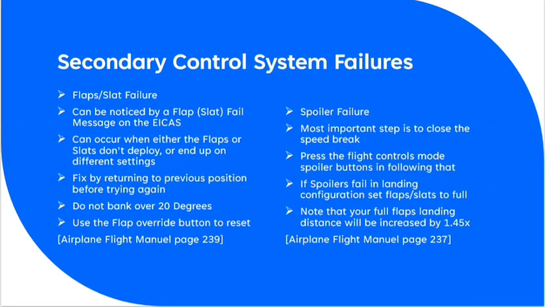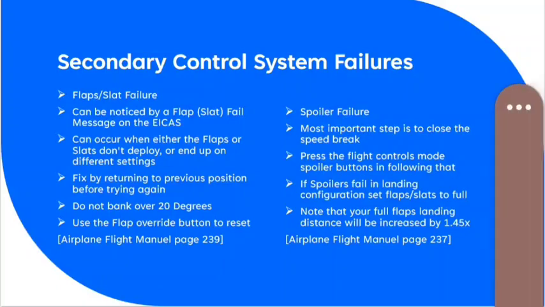All right, so secondary flight control failures. For your flaps and slats failure, this can be noticed by an indication on your EICAS, and it will appear as a flap slat fail message. And now what you want to do if this is the case, it can mean 2 things.